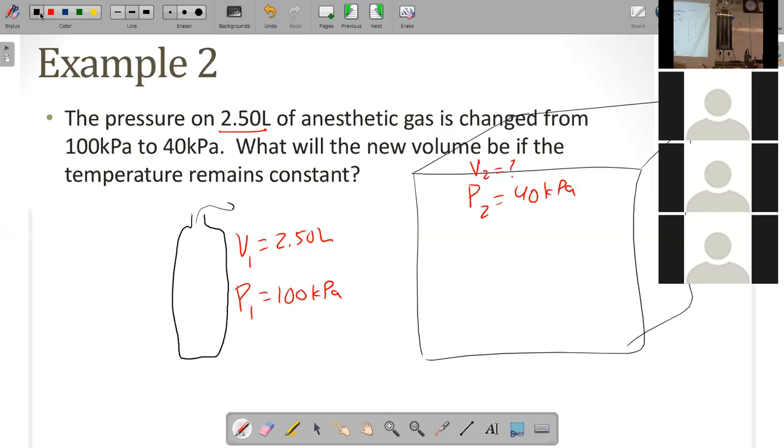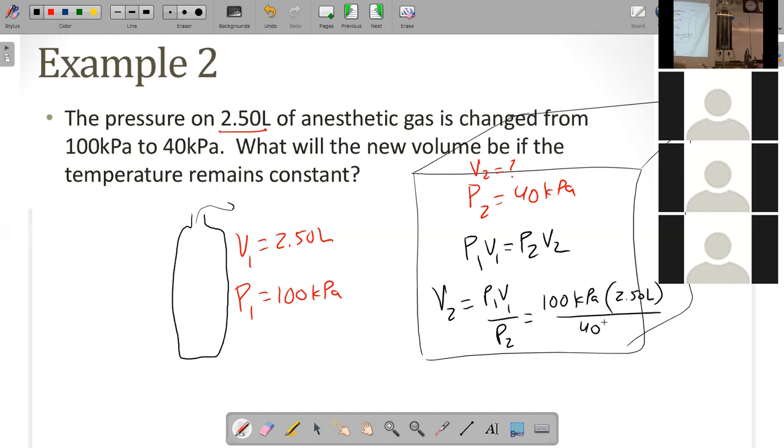And you're looking for the new volume, V2, which you don't know. So the law is P1 V1 is equal to P2 V2. You're trying to figure out what V2 is. To get V2 by itself, you divide by P2 again. V2 is P1 V1 over P2. So the starting pressure was 100 kilopascal, times 2.50 liters, divided by 40 kilopascal. Six and a quarter.